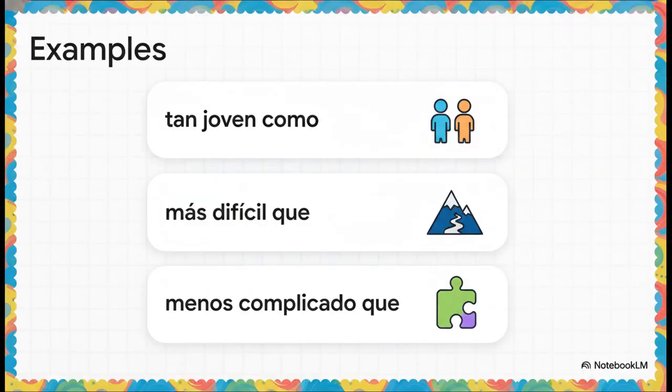Let's quickly walk through these examples right from the source material just to prove how easily these equations work in practice. First step, tan joven como translates beautifully to as young as. Next, más difícil que means more difficult than. And finally, menos complicado que simply means less complicated than. You see? If you just plug your adjective right into the middle of those sandwich words, your grammar is going to be flawless every single time.